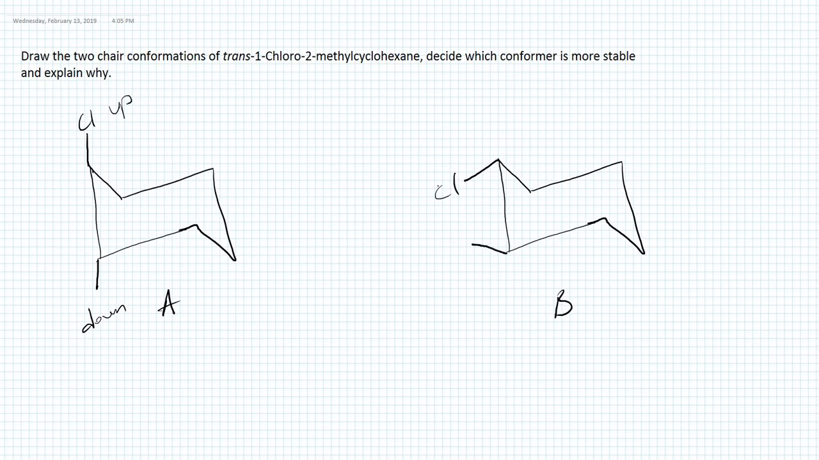So if you look at the first substituent, which is chlorine, it's facing downward. Let's say it's facing down. And if we look at here, the methyl group is facing upward. But you can ask this question: according to what criteria are we saying up or down?